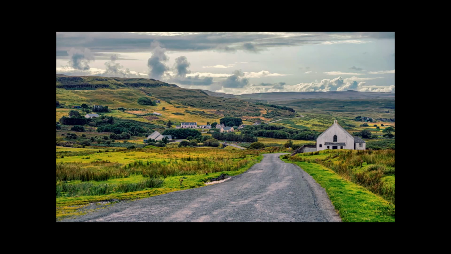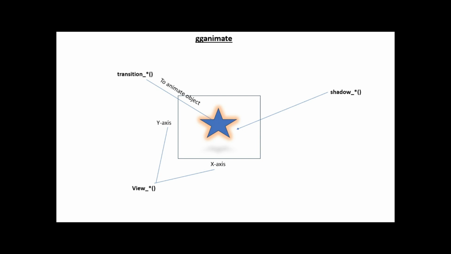Hello, today we will explore the gganimate library in R. To do animation, we only need one function and that is called transition. The other functions available are optional. You don't need these things. You only need them if you want to enhance your animation.